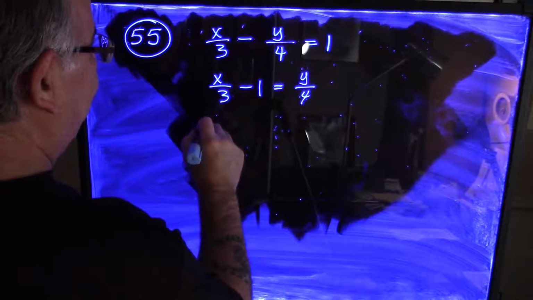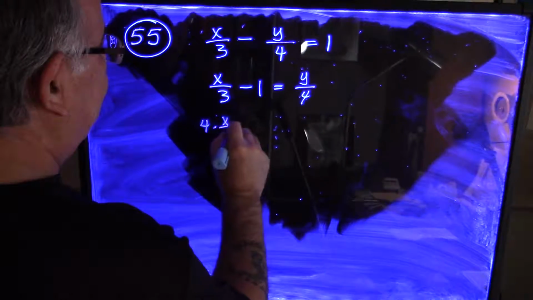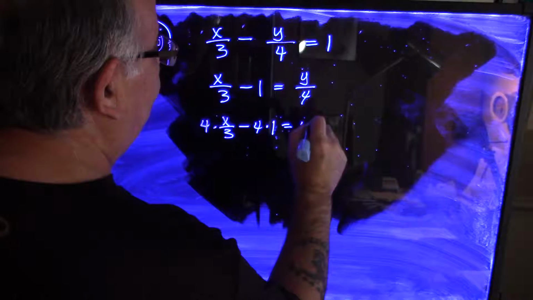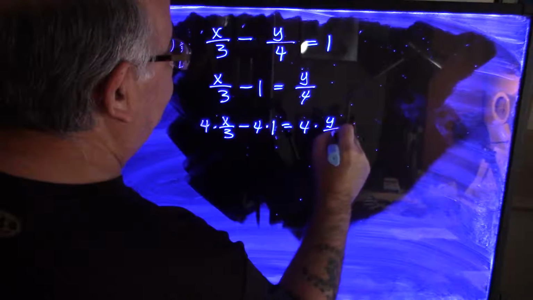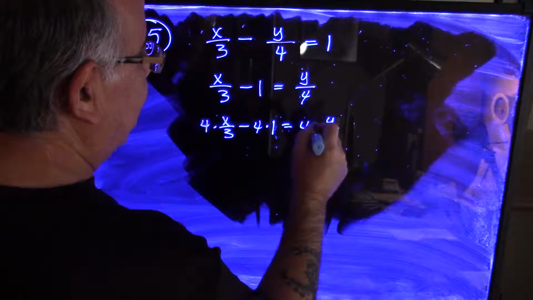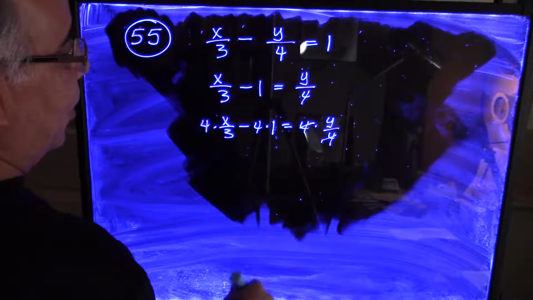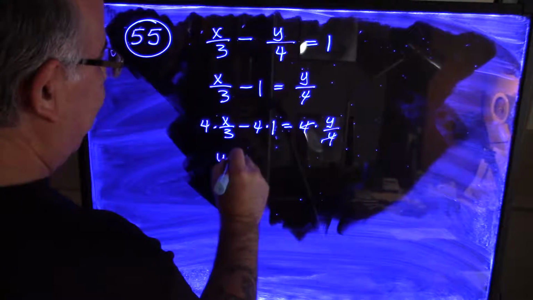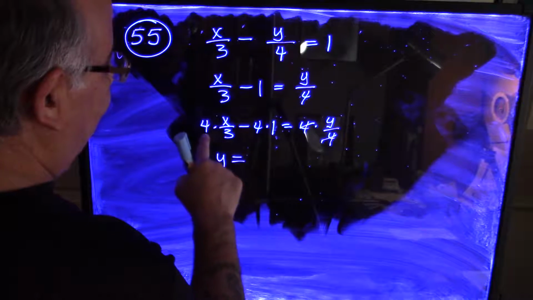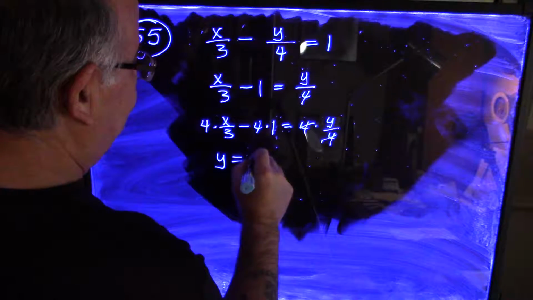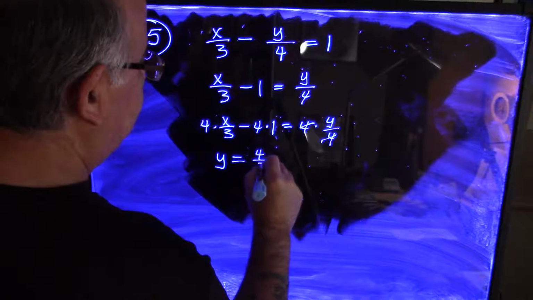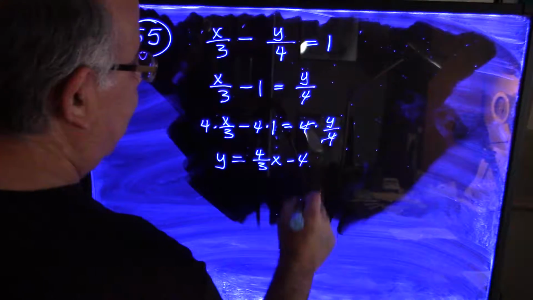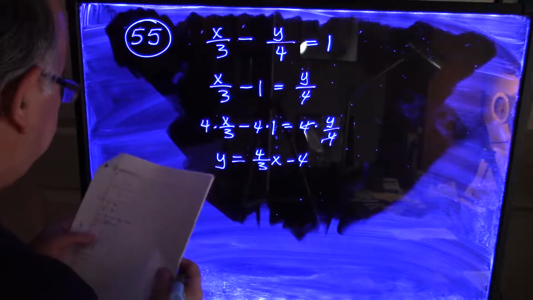Alright. So I've got 4 times x over 3 minus 4 times 1 equals 4 times y over 4. Multiply both sides by 4, so that'll cancel the 4's out. That leaves you just with y. And so we've got, let me just put the y first on the left side. Y equals, that's 4 over 1 times x over 3 is 4/3 x. Minus 4 times 1 is minus 4. So 4/3 x minus 4.